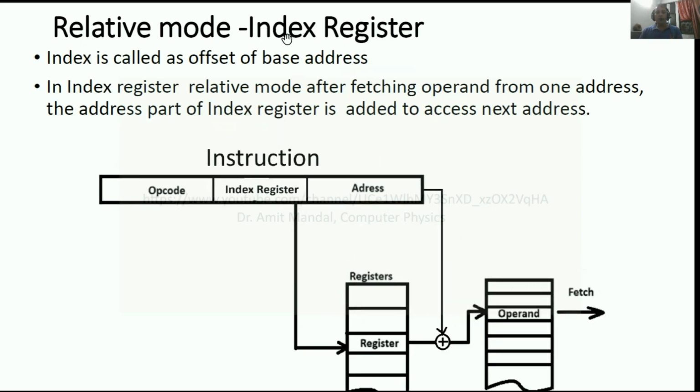And in place of the base register, in case we are using the index register, it is also a sort of register of the processor. Right now I am not discussing the details of these registers, you can just learn it like this, that it is a sort of register of the processor, same as the base register. The concept is the same: once the operand is fetched the first time, then for a new address, the address part of the index register is added to the previous address to get the new address, and from the new address the operand is fetched.